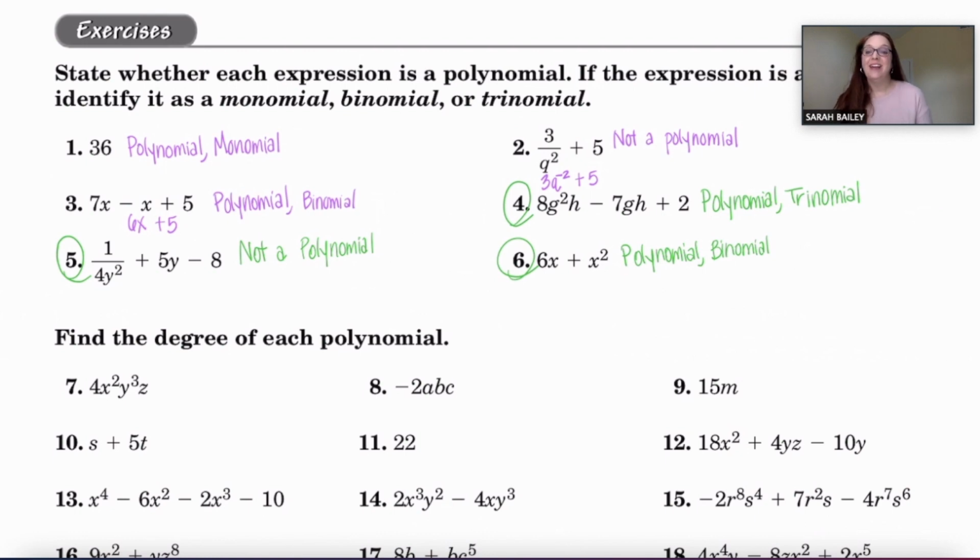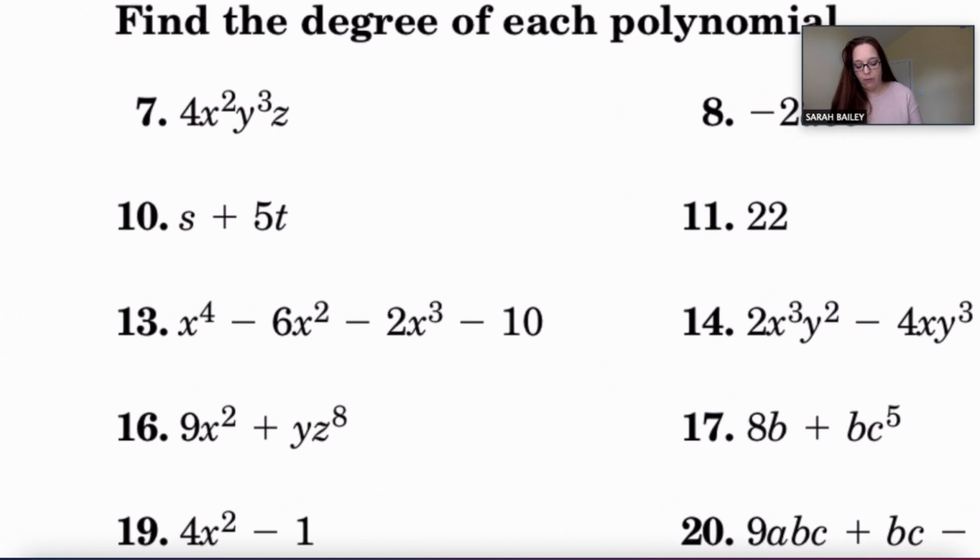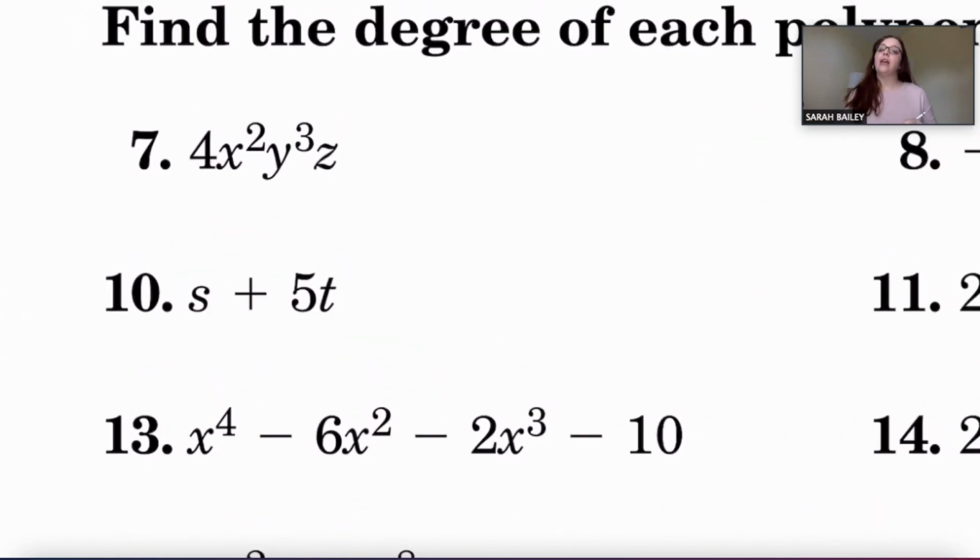Welcome back. All right, so hopefully you did okay with this. Specifically looking at number 5, I said that this one is not a polynomial. Remember, the reason being is you've got that variable in your denominator, which makes it not a polynomial. Okay? All right, the next section is asking us to find the degree of each polynomial. So to find the degree of a polynomial, you're looking at the highest term variable.